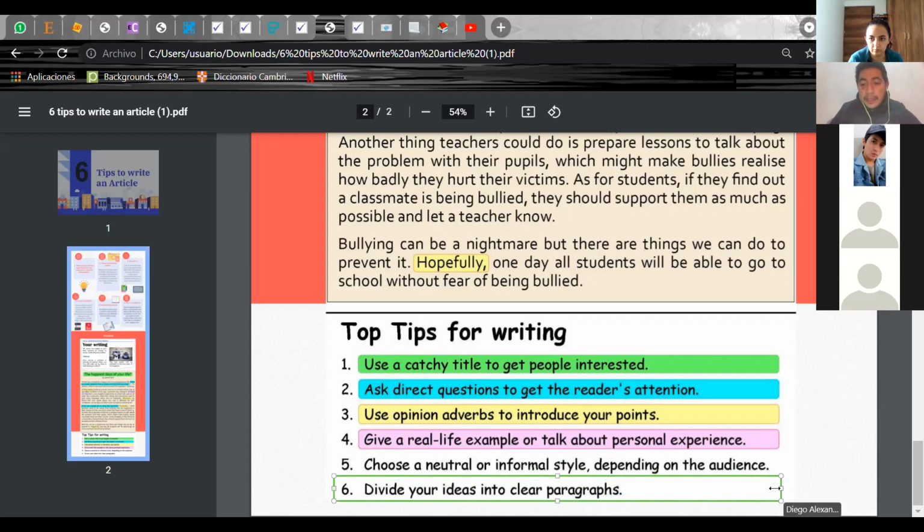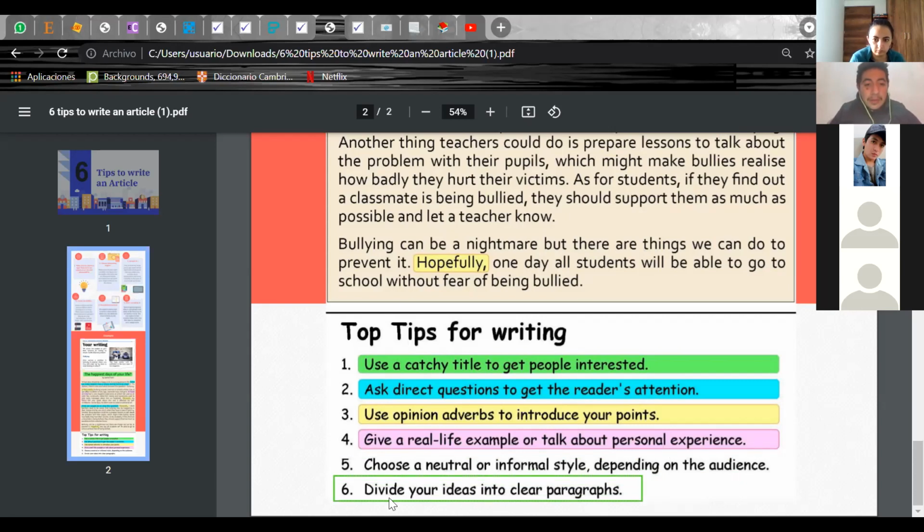Now, please, Bibi, can you help me reading the last tip? Solo es que no puedo ver la pantalla, yo creo que es por el internet, está todo oscuro, estoy un poquito, solo estoy escuchando. Okay, don't worry. Yes, it can happen.